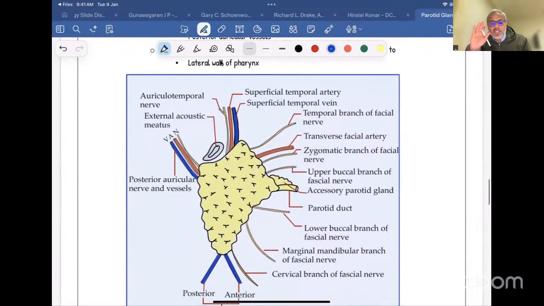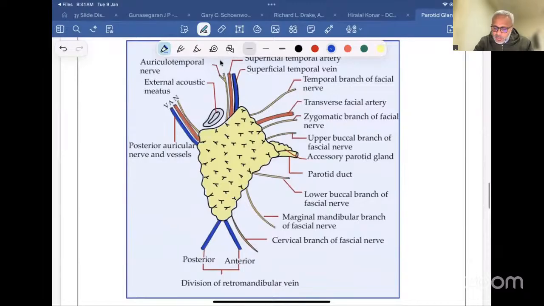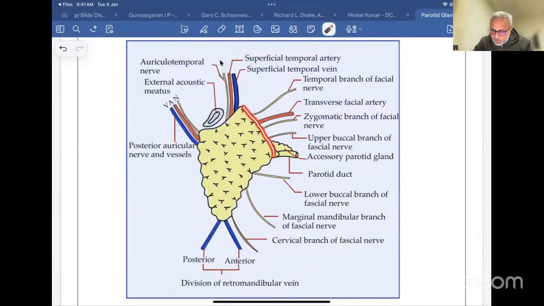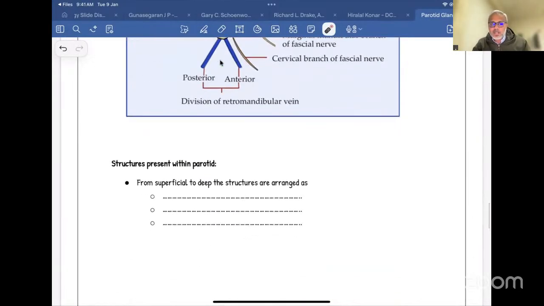And for the borders, this is the diagram we need to write. Okay. So anterior border, which we just learnt. Then posterior border, where we had the posterior auricular nerve and vessels. This is the base, and medial border will be present deep. This is regarding the main presenting parts.